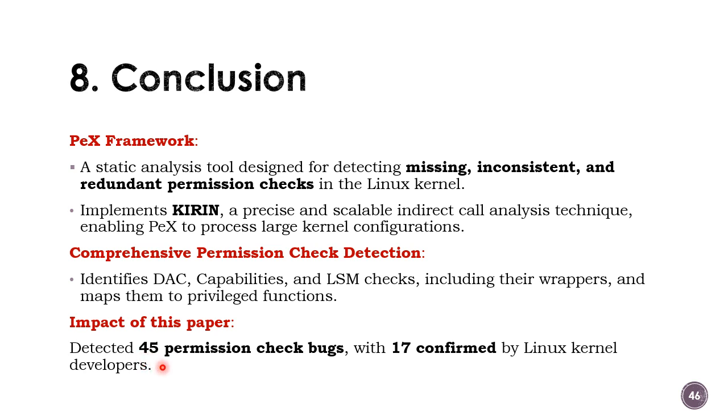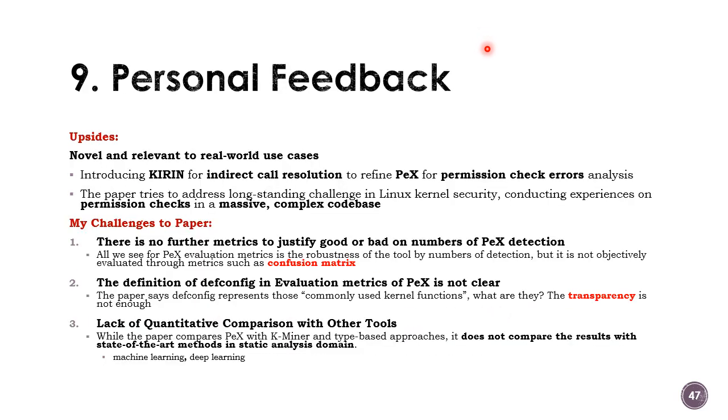And the last part is to mention the impact of the paper, which is mentioned several times, that 45 permission check bugs are further confirmed by Linux kernel developers, 17 out of 45. And finally, this is the last page of this presentation.